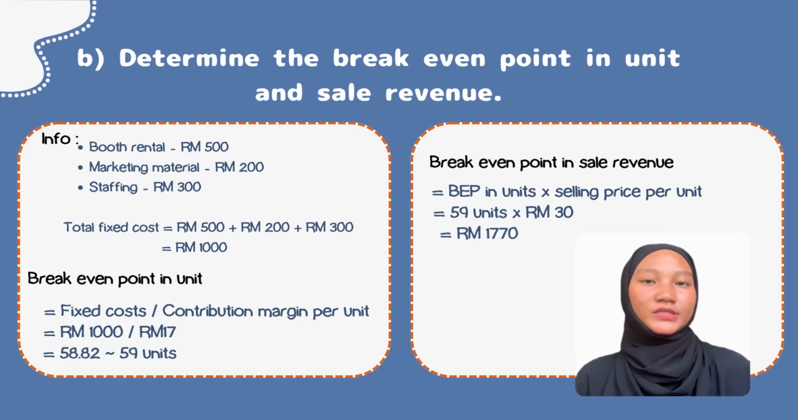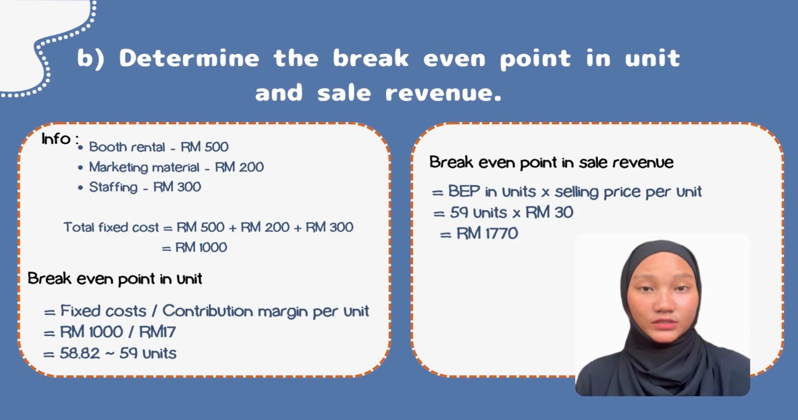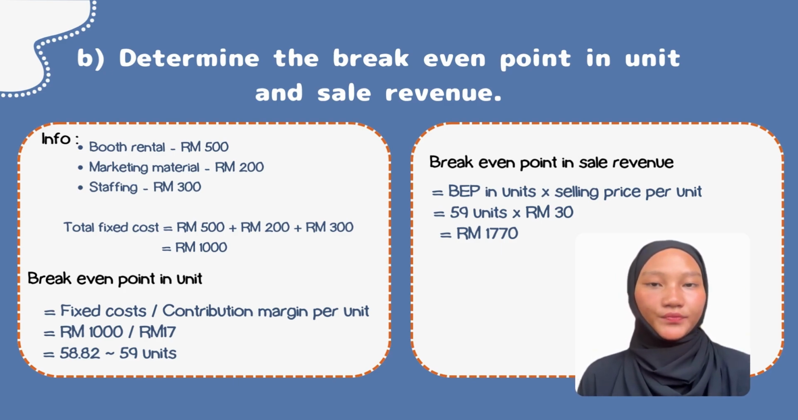For question B, I have to determine the break-even point in units and sales revenue. The question gives booth rental of 500 ringgit, marketing material of 200 ringgit, and staffing of 300 ringgit. From that, we can calculate the total fixed cost by summing up all the information: 500 ringgit plus 200 ringgit plus 300 ringgit, which gives 1000 ringgit. So the total fixed cost is 1000 ringgit.